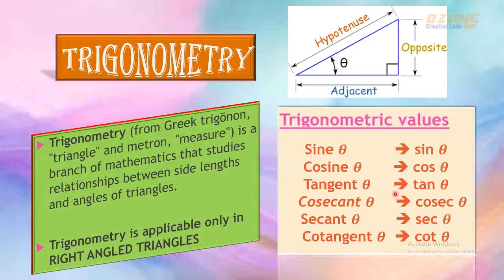We can remember it as sine and cosine, tangent and cotangent, secant and cosecant, using a specific order, because for remembering formulas it will be easy for us. So just remember this order: sine, cosine, tangent, cosecant, secant, cotangent. And the short form is sin theta, cos theta, tan theta, cosec theta, sec theta, cot theta. We are using the first letters of each value.